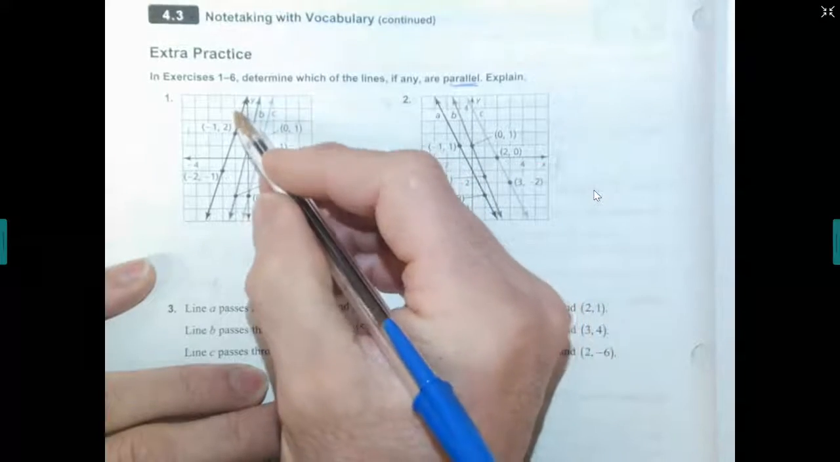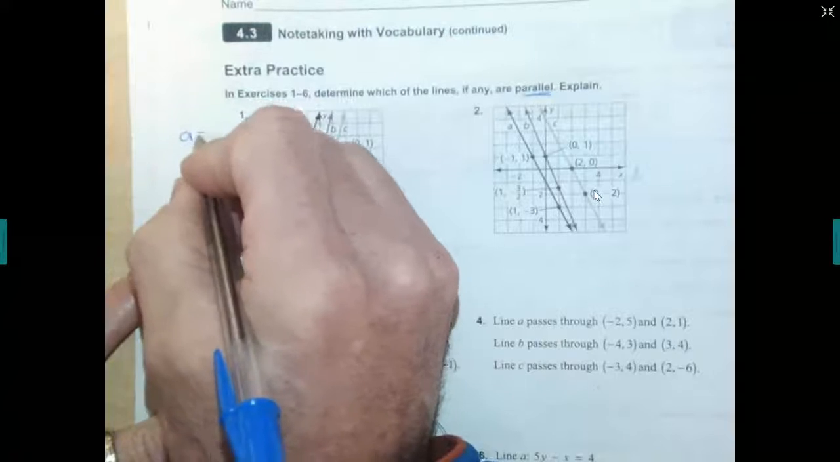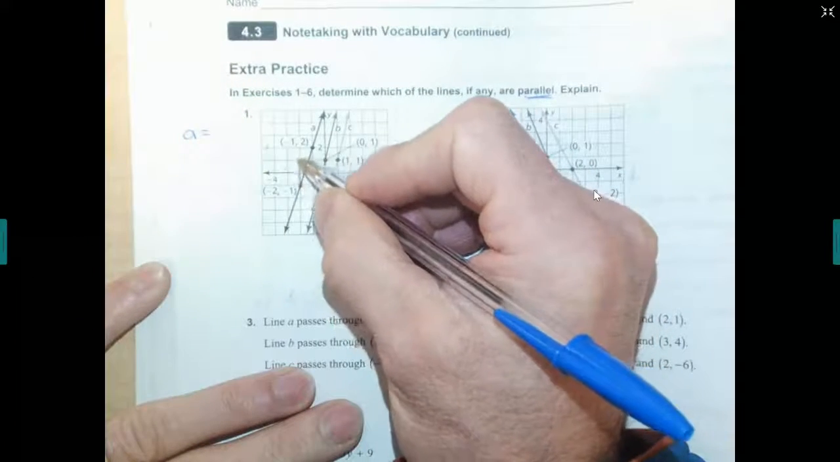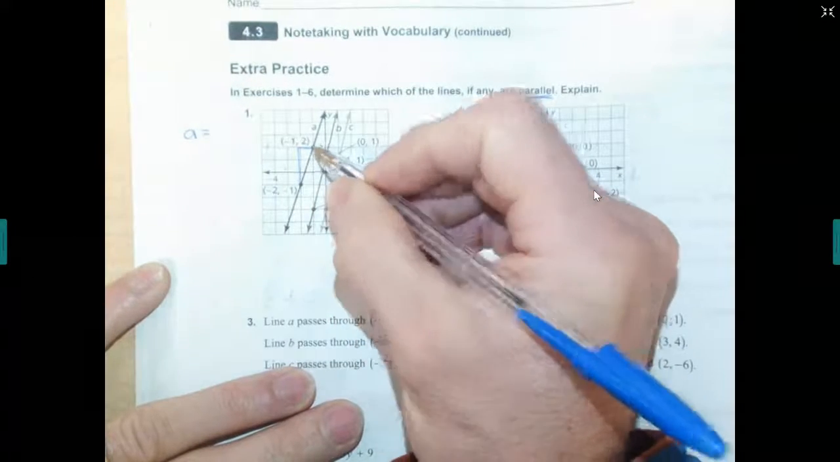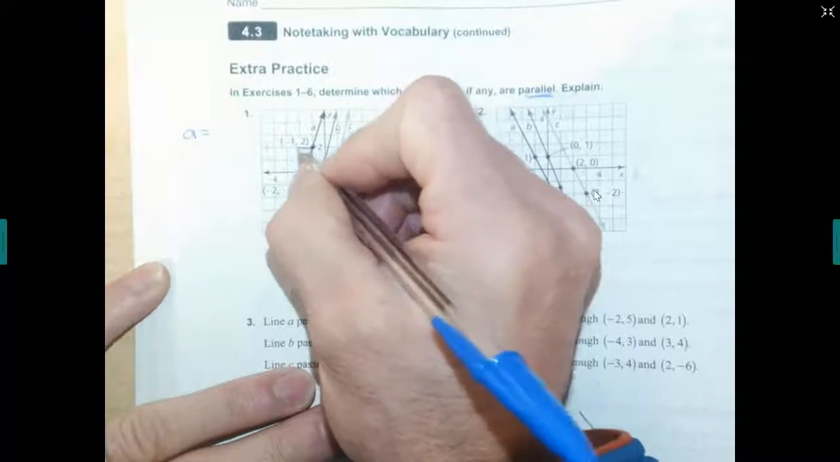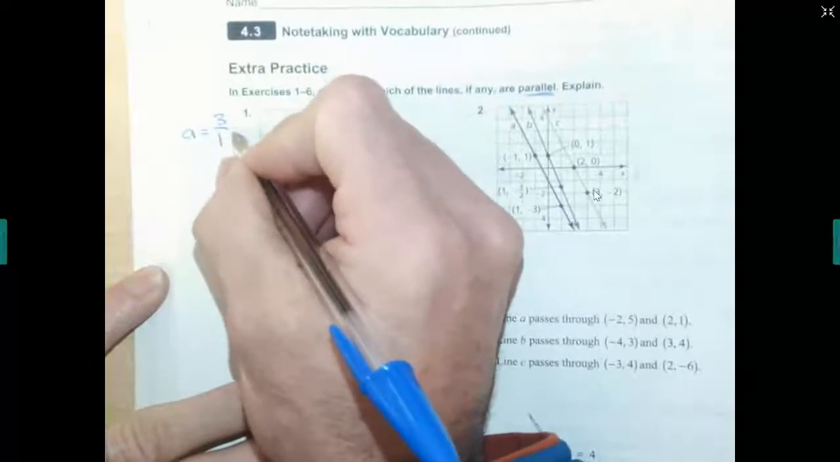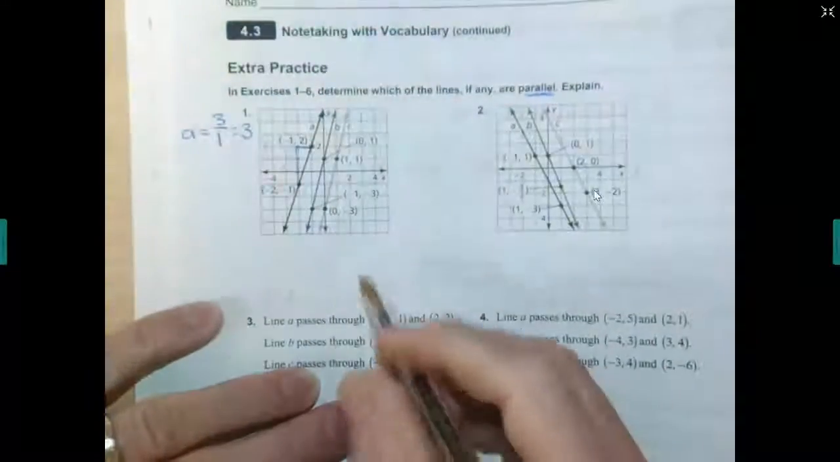So here is line A. I'm going to do the slope for line A. So I'm going to make my triangle from a known point to a known point. So I go positive 1, 2, 3. So I have a rise of 3 and a run of 1. So there's my slope for A.